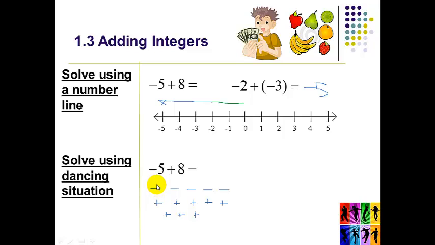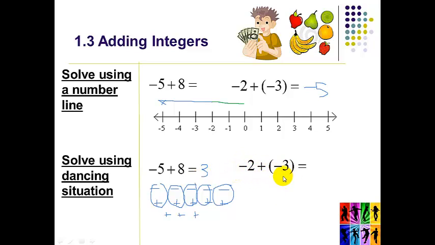And then we make our couples, and that's what we call a 0 pair. So -1 plus a +1 would be 0. This is a 0 pair. This is another one. And then what we're left over with, with nobody to dance with, is 3 girls. So it's +3.